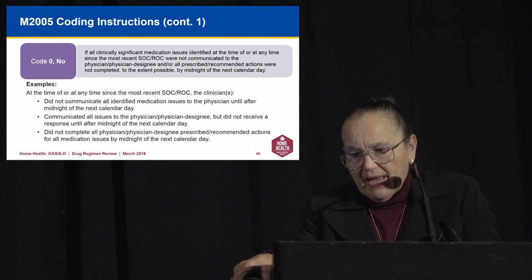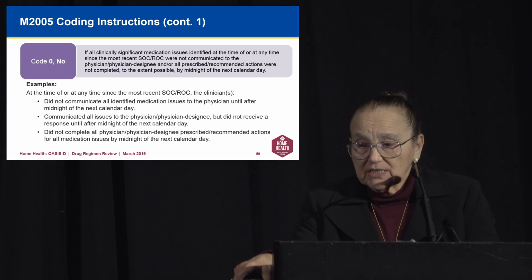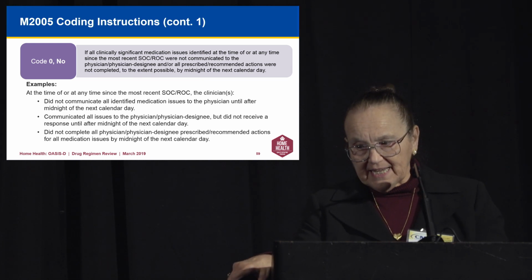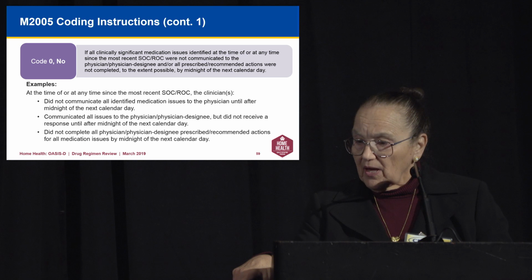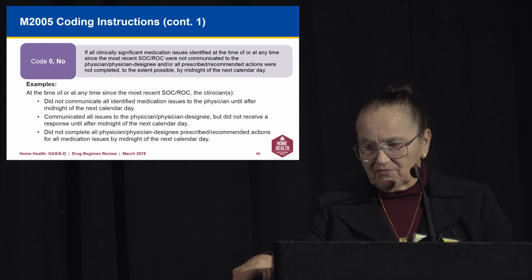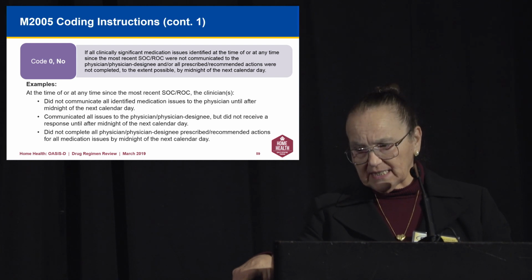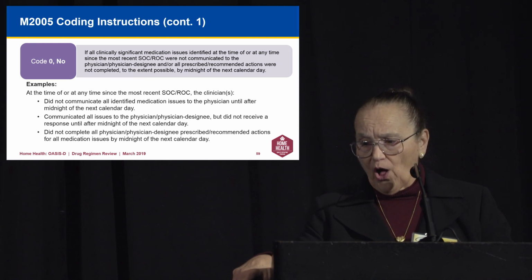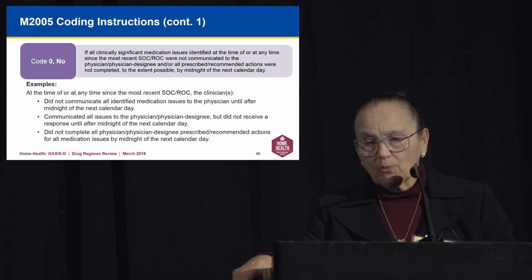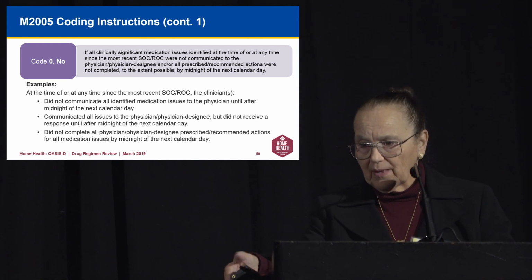Here are some examples to make it a little clearer. At the time of or any time since the most recent start or resumption of care, the clinician did not communicate all the identified issues to the physician until after midnight of the next day. The clinician communicated the issues to the physician or designee, but did not receive a response until after midnight of the next day. And finally, the clinician did not complete all the physician or physician designee prescribed or recommended actions by midnight of the next day to the extent that is possible.